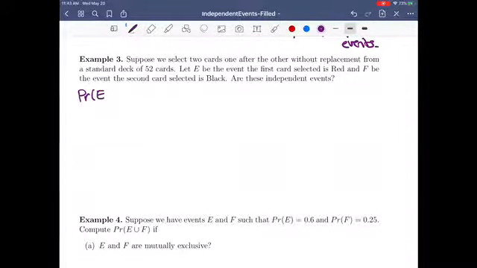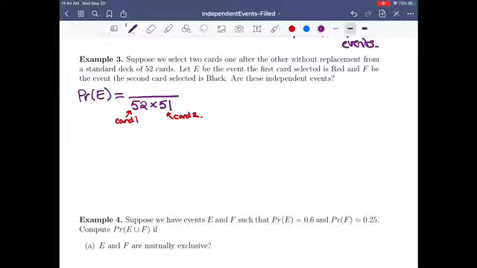I'm going to use the same idea. So the probability of E, where I want to get a red card. First of all, my sample space is 52 permute 2 because I'm doing the cards one after the other, or I'm just going to do 52 times 51 because there are just 2 cards. This first one is card 1, and then I have to take card 2, which can't be the same card because I did not replace.